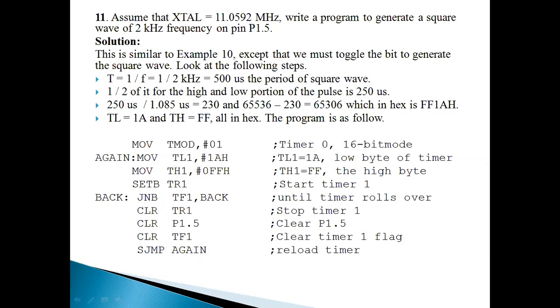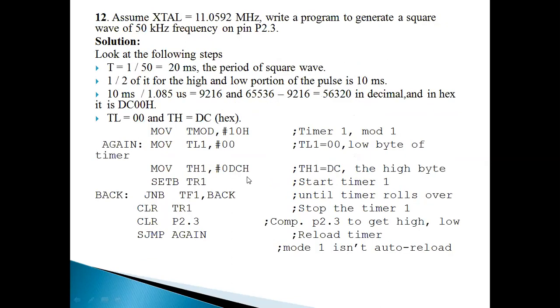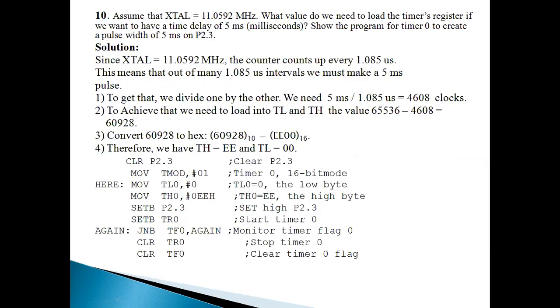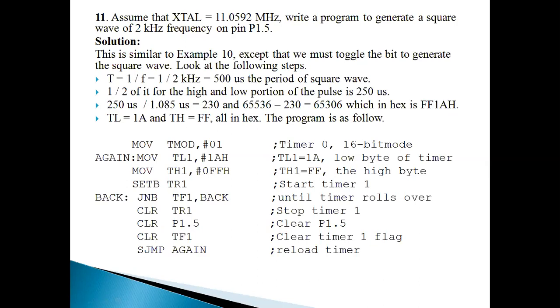So in this example, there is a little mistake. We have to take this as TL0, TH0 and TR0. The only difference between the 10th problem and this 11th problem is that the pin values are different. Apart from that, in the previous problem, the time period was given, that is, how much delay is required. In this, the frequency is given. So from the frequency, first we have to get the time period and then follow the steps.